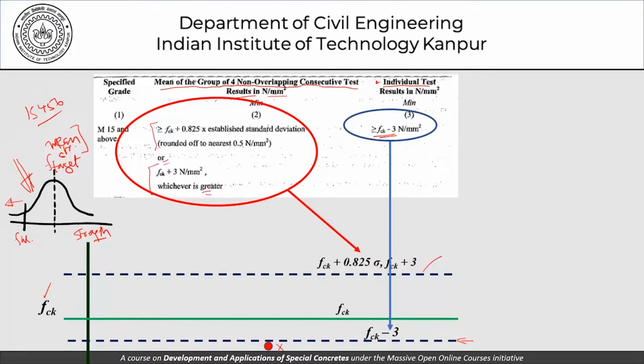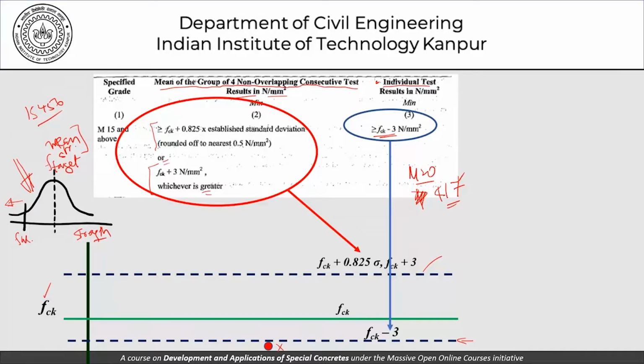So if you're having an M20 concrete, you cannot have a strength which is less than 16 MPa or 17 MPa. So 17 is acceptable under certain special conditions. As an individual test, yes, it's acceptable. But if it is less than 17, it's not acceptable regardless of whatever else happens. So having said that, let's move forward and try to examine these clauses now.